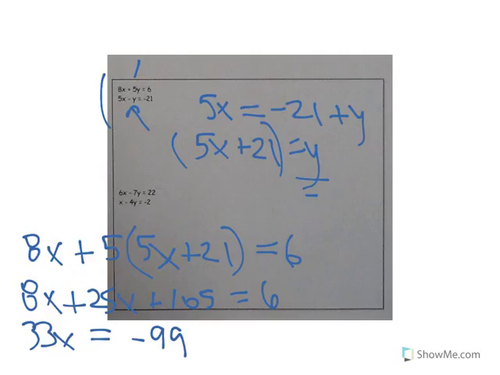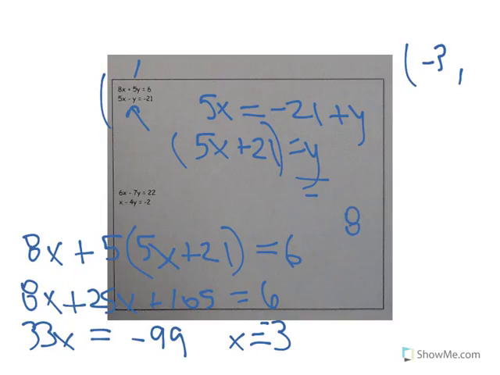negative 99. Is that right? Let's see here. I think it is. Wait one second. Yeah, that's right, negative 99. So x, I'm going to divide both sides by 33. X is going to be equal to negative 3. So that's my first part of my coordinate.